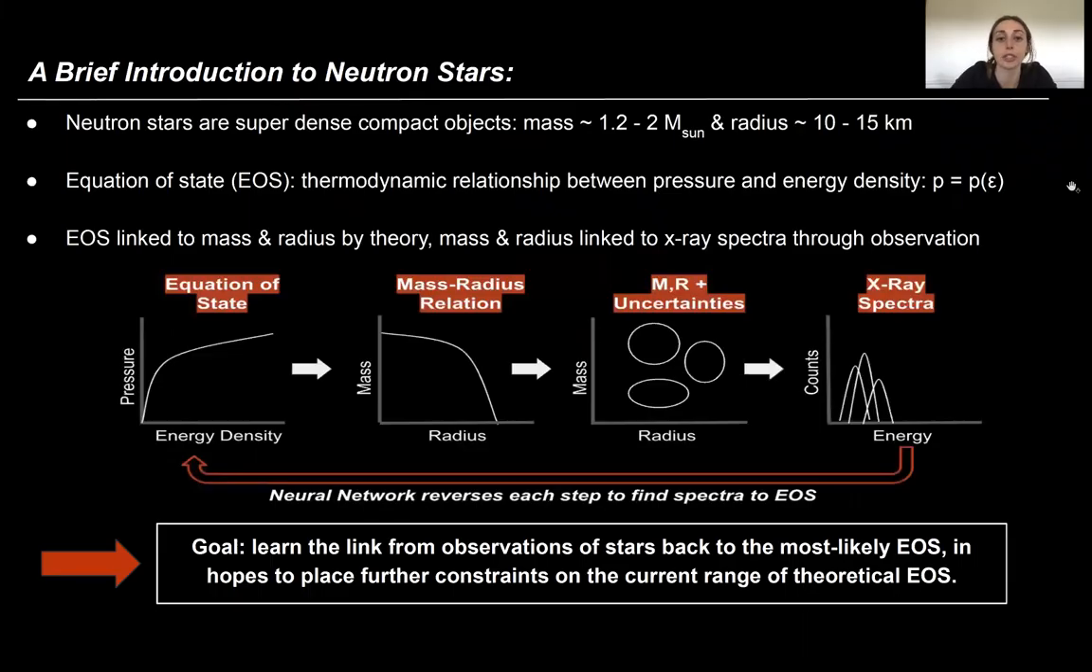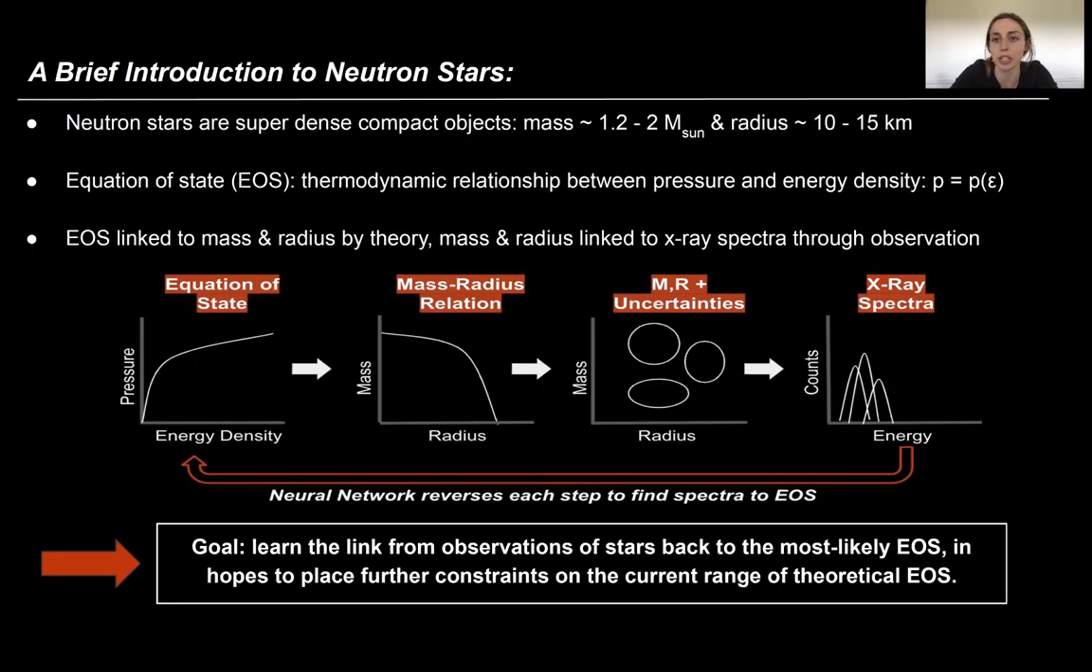Neutron stars are super dense, compact objects with masses ranging from 1.2 to 2 solar masses and radii ranging from 10 to 15 kilometers. For perspective, these stars pack more mass than the mass of the sun into a radius equivalent in size as the distance from SDSU to downtown San Diego. Neutron stars are the smallest and densest observed class of stellar objects, with densities of their core 10 to 15 times higher than the saturation density of nuclear matter.